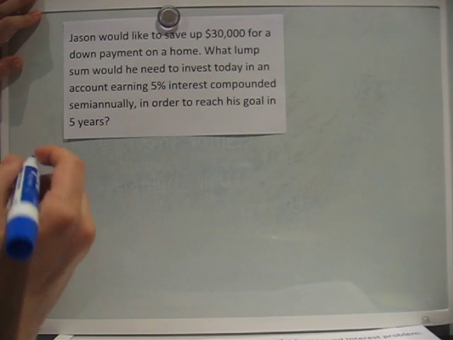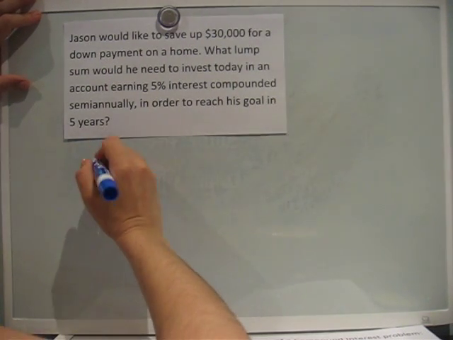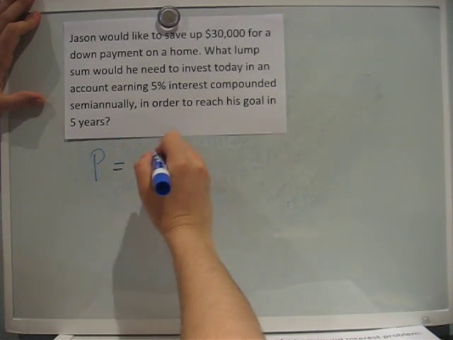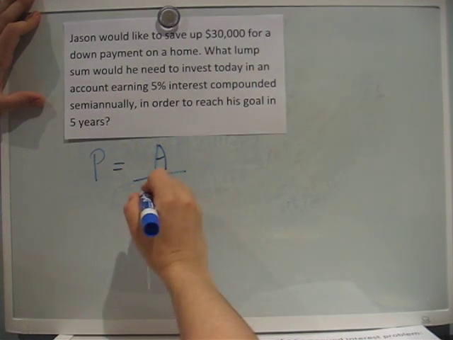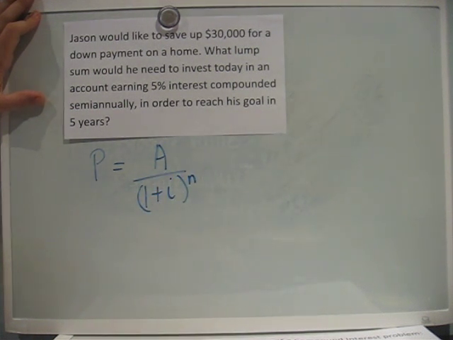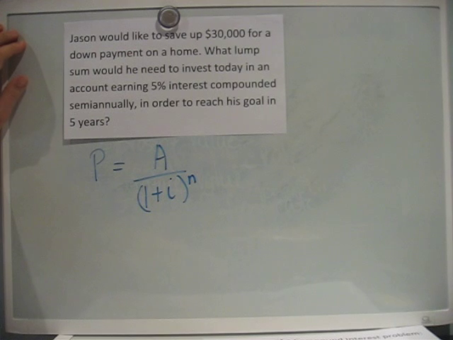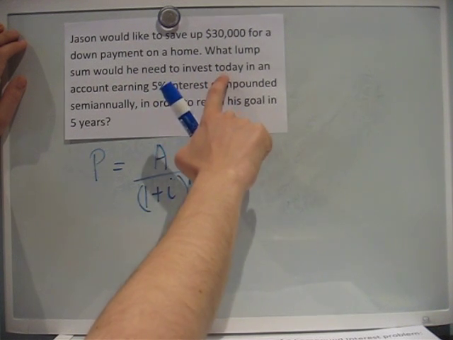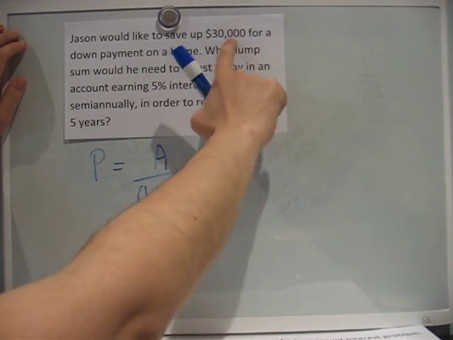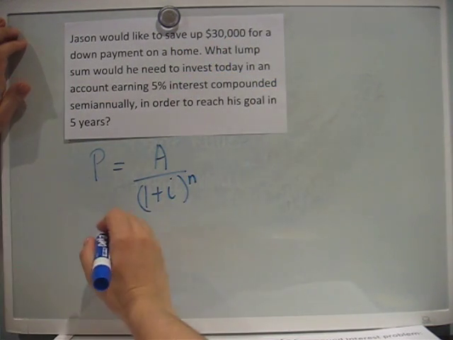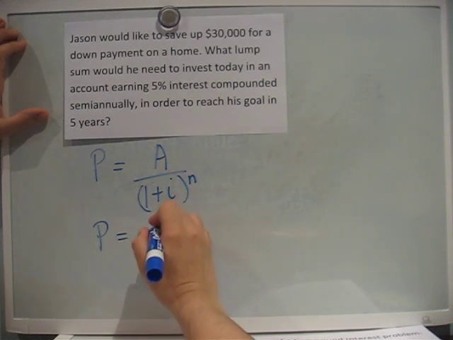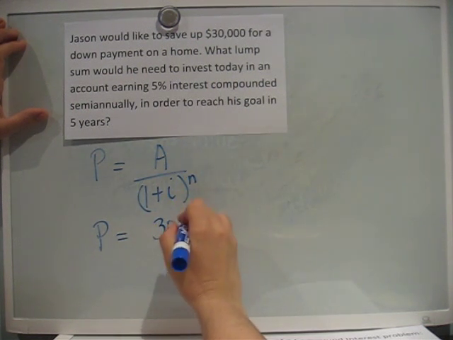So our general formula for solving for the present value is P equals A divided by (1 plus i) to the exponent n. We're looking for the present value because we want to know how much he needs to invest today, presently. We know in the future he would like to have $30,000 saved. So our value for A, the future value, is $30,000.